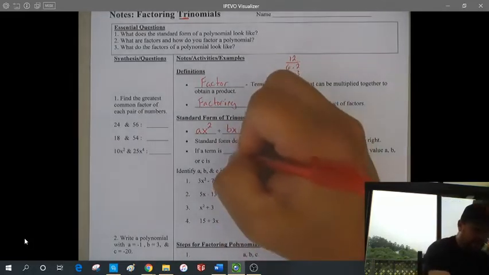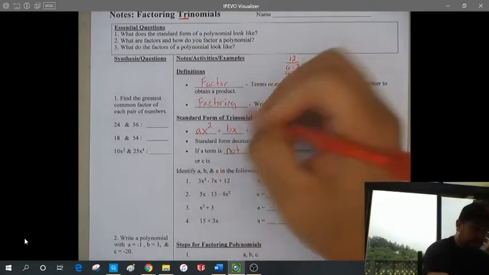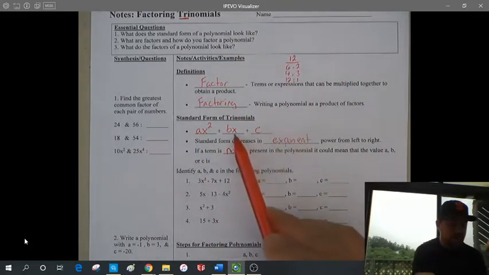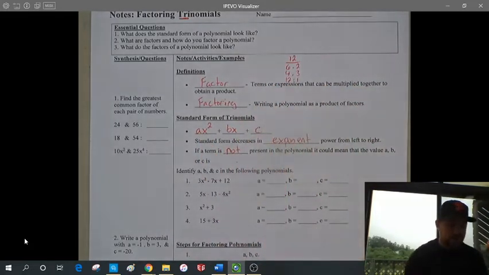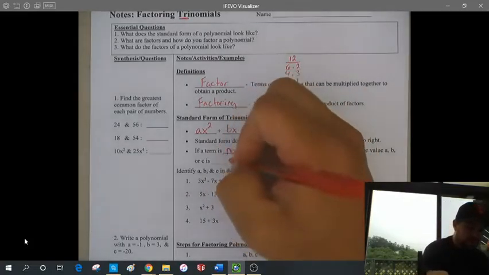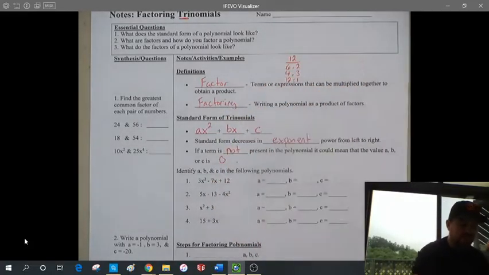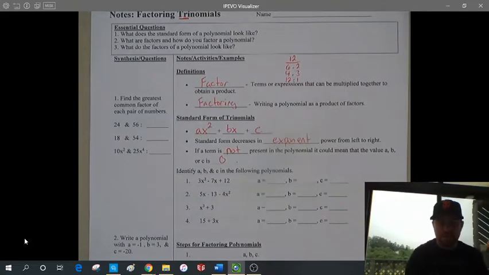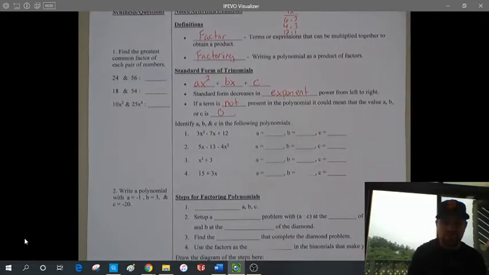And if a term is not present, like the x squared term's not there, the x term's not there, or the constant's not there, then that means that their a, b, or c value would be 0. Remember, if they're there, so if it's just x or just x squared, that means it has a coefficient of 1, so there is 1 there.